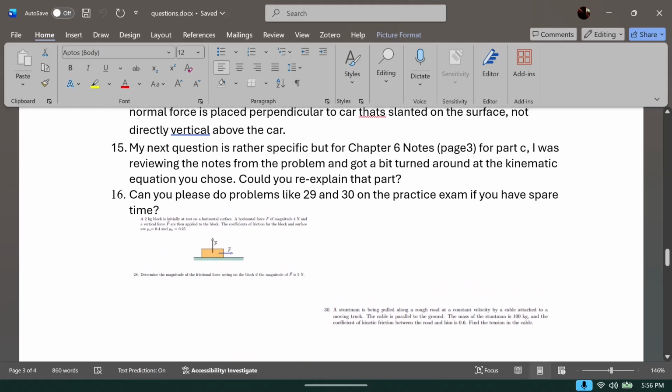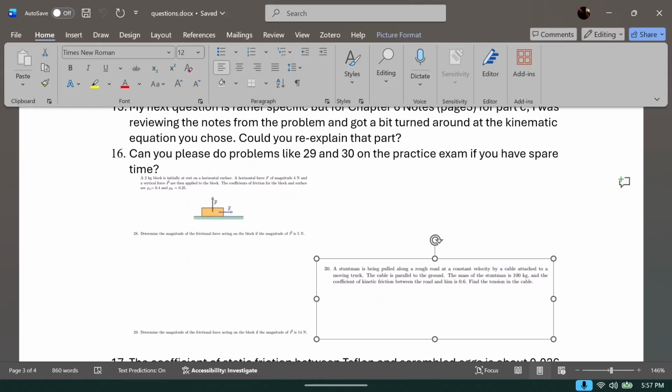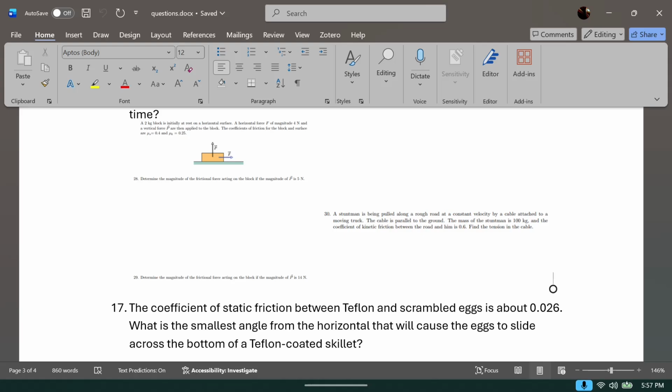Problems like 29 and 30 on the practice exam, specifically 29. Questions like that are trickier because you have to decide whether the block's going to slide at all first to know whether you're dealing with static or kinetic friction. The way in which you do that, and this is what you see in that solutions manual, is you calculate the most static friction that you could get. What is the maximum static friction?